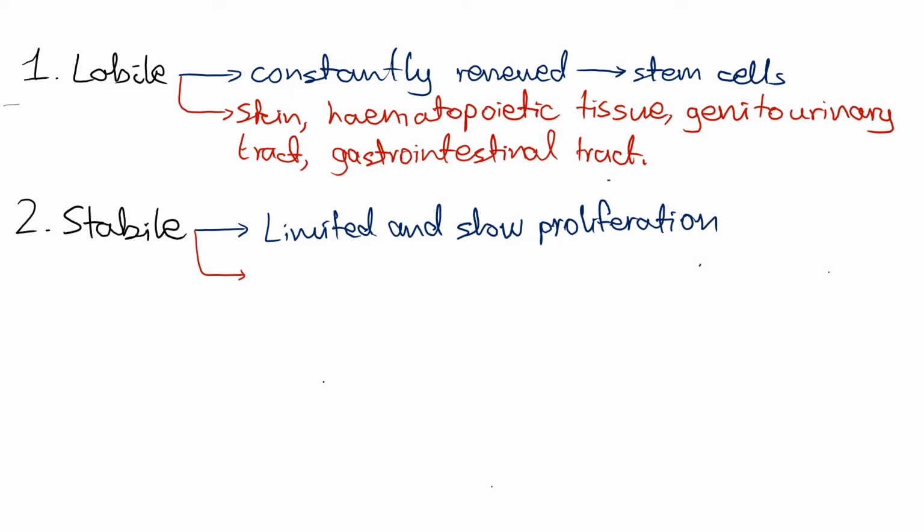Well, firstly, we see stable tissue in the liver. We can also see them in the kidneys and in the pancreas. So if any of these organs becomes injured, it can effectively regenerate itself.